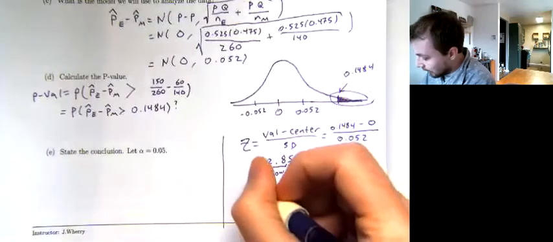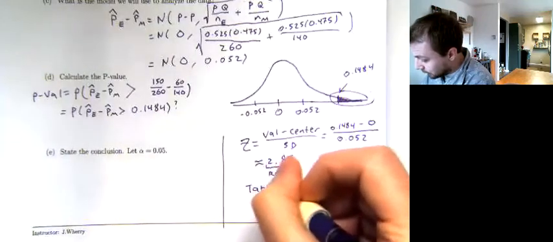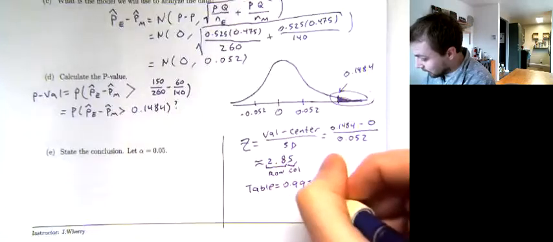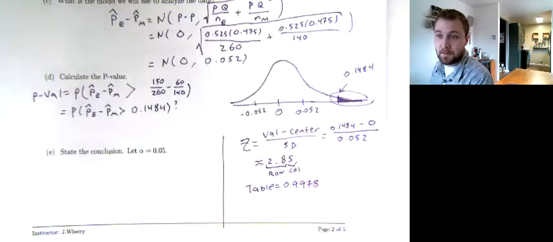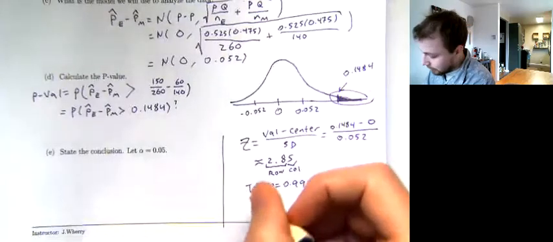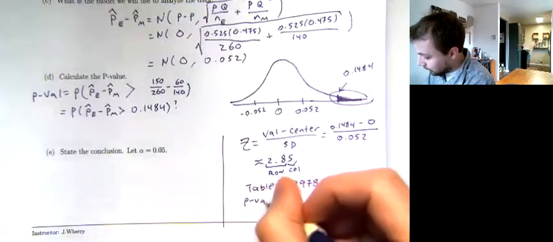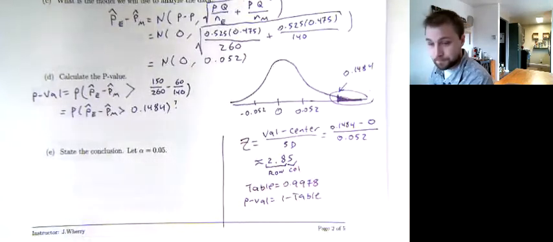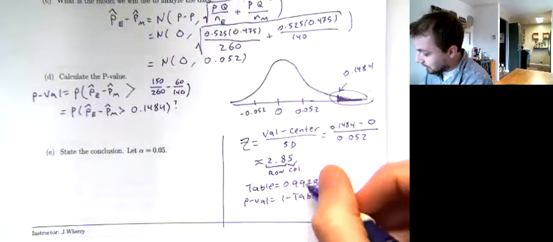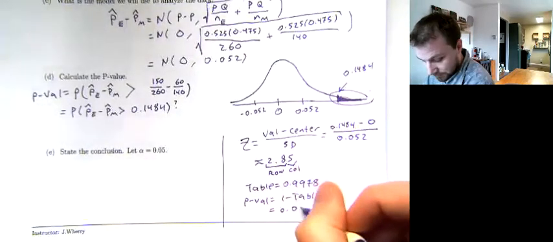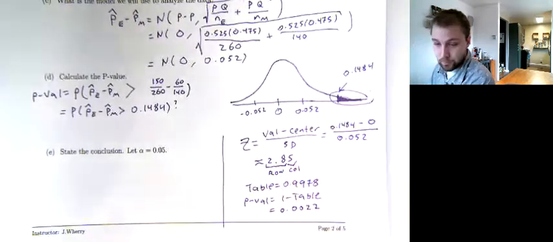So my table value, if it was shaded to the left, this would be my p-value, is 99.78%. But my picture is not shaded to the left, it's shaded to the right. So whenever it's shaded to the right, to find the p-value, it is 1 minus the table number. 1 minus 99.78 leaves me with a p-value of 0.0022.